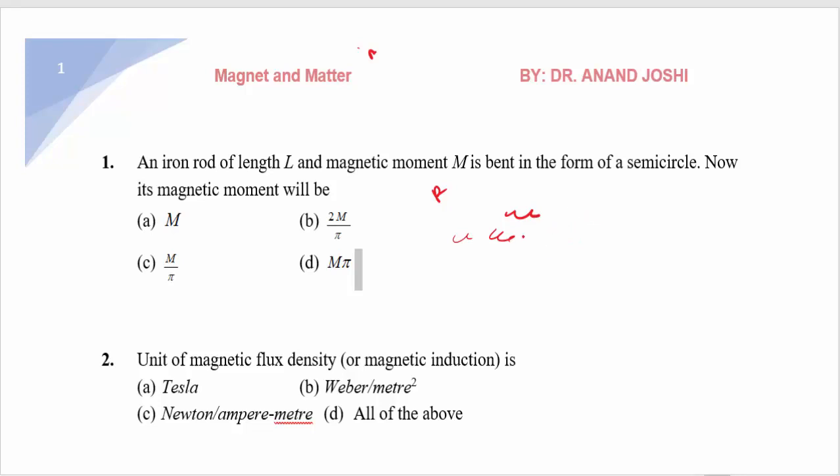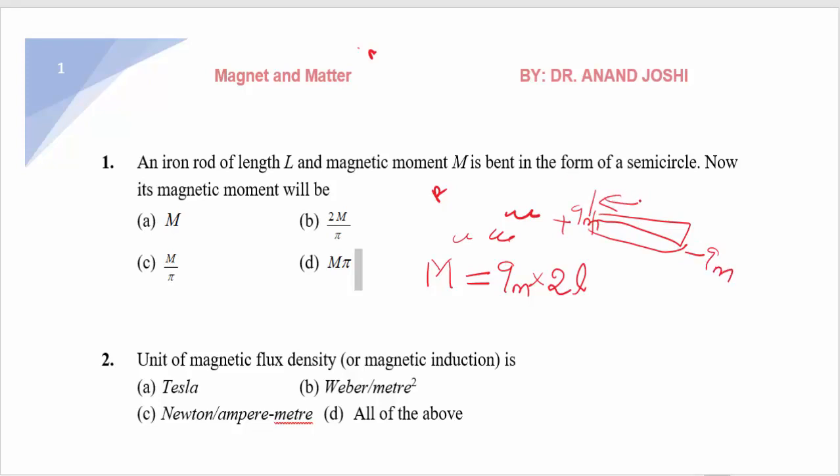So the magnetic moment formula is magnetic moment M equal to pole strength into 2L. If there is a magnet, here the pole strength is plus Qm and minus Qm, and the total length is 2L. So in this case the magnetic moment is Qm into 2L.